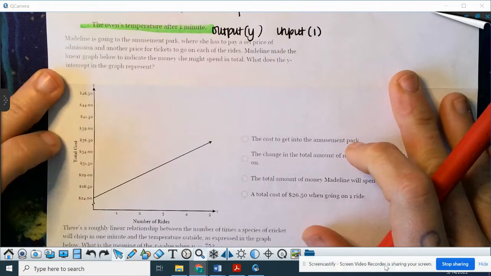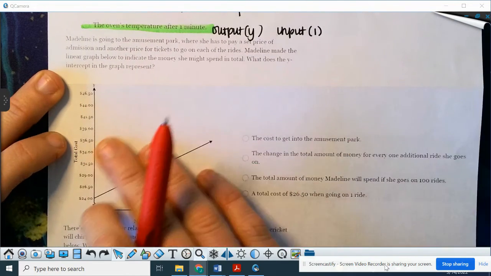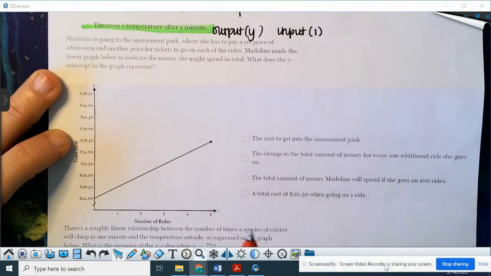Okay, so discussing our Delta Math practice with our word problems in a graph. And sorry, they're kind of squished together. I wanted you to not have to print too many pages.